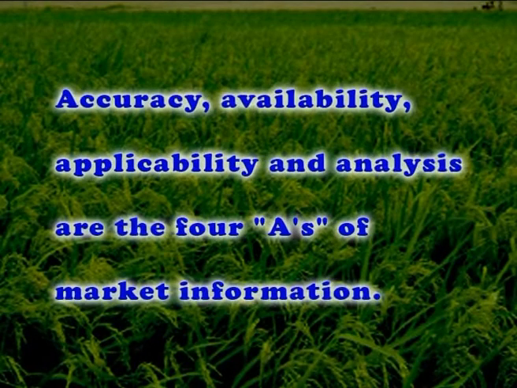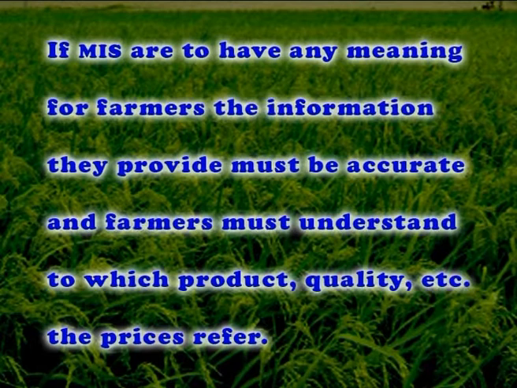Making marketing information services relevant to farmers. Accuracy, availability, applicability and analysis are the 4 A's of market information. If MIS are to have any meaning for farmers, the information they provide must be accurate and farmers must understand to which product, quality, etc. the prices refer. Further, even if prices are completely accurate, they are of little use if they are only available to farmers too late for them to use.